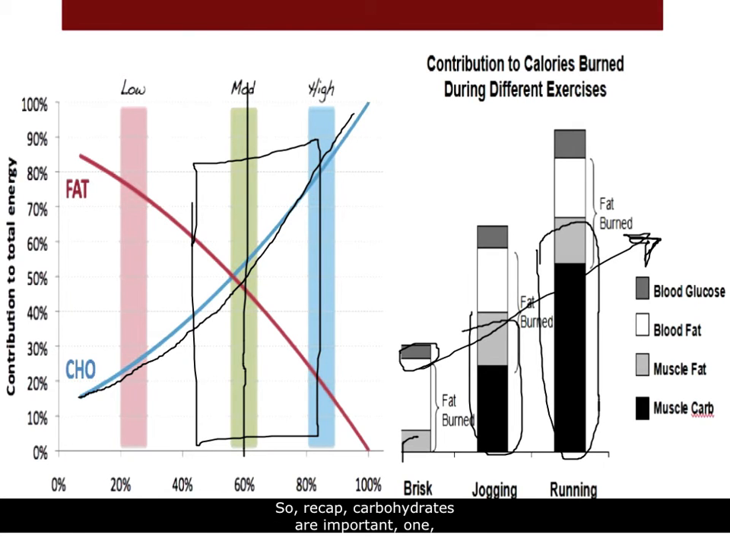So recap, carbohydrates are important, one, because of the timing of exercise, at the beginning and as we continue. And they're important too because as we move from rest through low intensity to moderate intensity exercise, we become more and more reliant on carbohydrates as our primary fuel source. You can see that best illustrated here with walking, jogging, and running. As we increase that intensity from rest all the way to low, moderate, and high intensity, we rely more and more on carbohydrates. And we'll come back to this figure in just a couple minutes when we talk about fat.